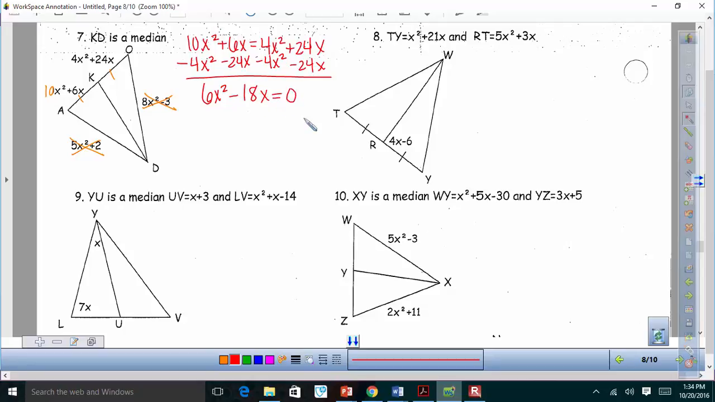Okay, does anybody know what type of factoring we would use here? GCF. So we're seeing what they have in common. What do both of them have in common? 6x. Very good. So if I pull out a 6x, that's going to leave me with x minus 3. Do y'all remember what the x outside is equal to? Very good. 0. And what would this x be equal to? 3. Perfect.